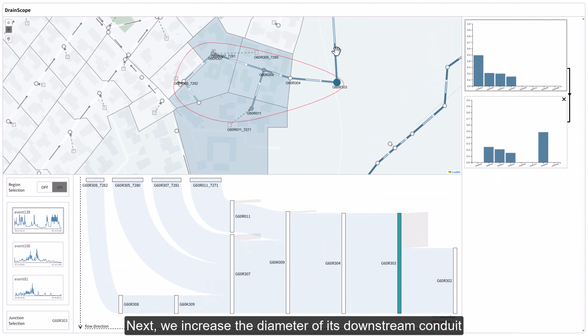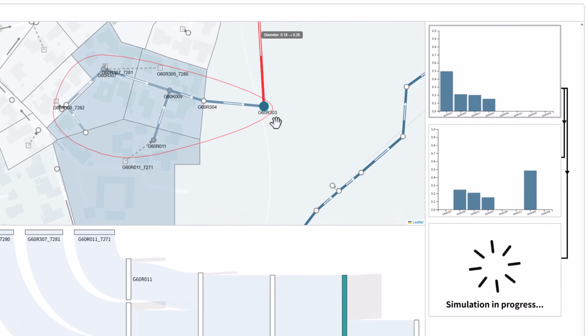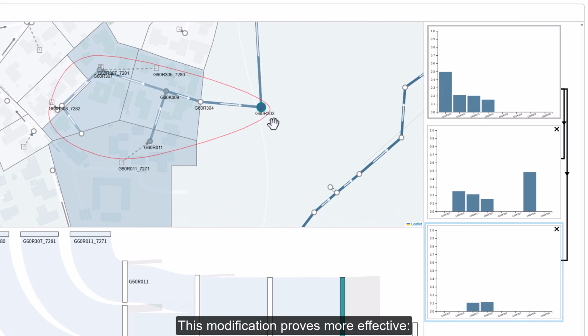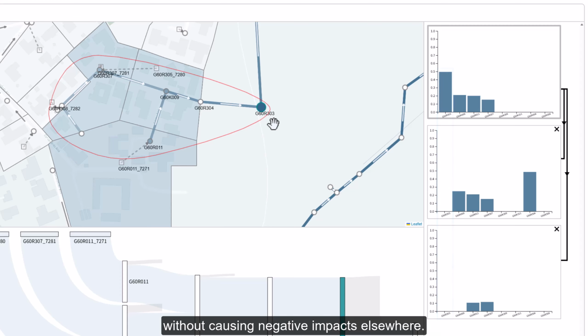Next, we increase the diameter of its downstream conduit from 0.18 meters to 0.26 meters to enhance outflow. This modification proves more effective. Overflow at 303 is significantly reduced without causing negative impacts elsewhere. However, severe overflow remains at junctions 011 and 307.